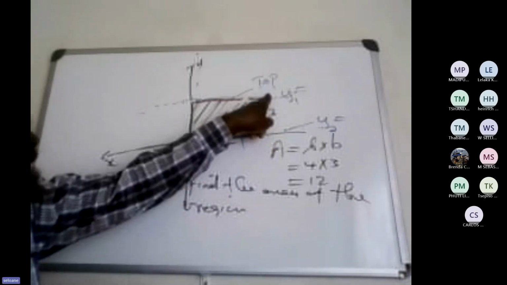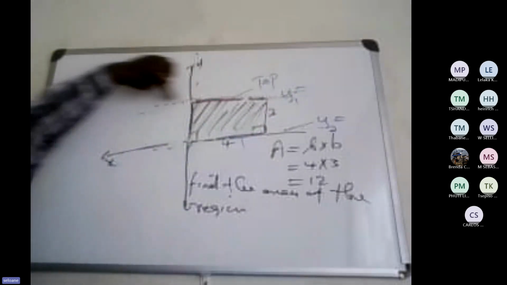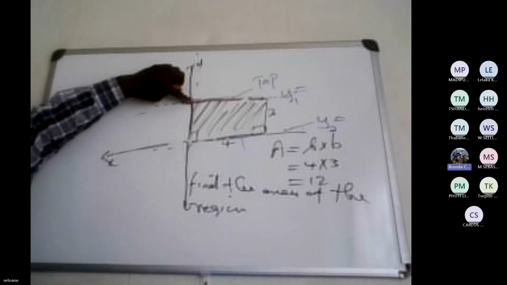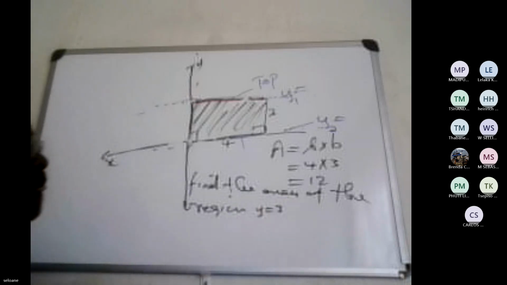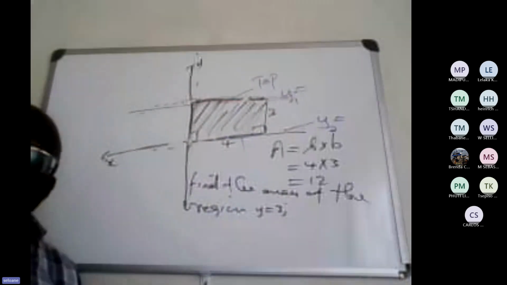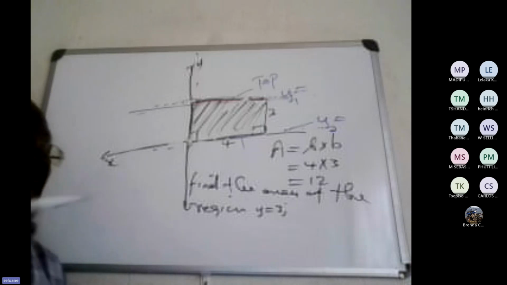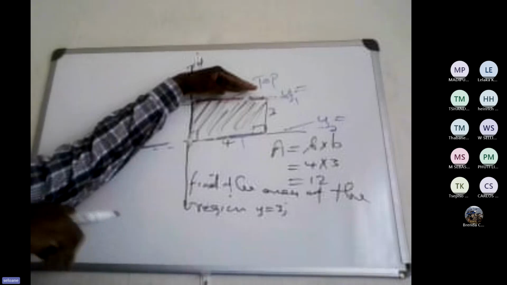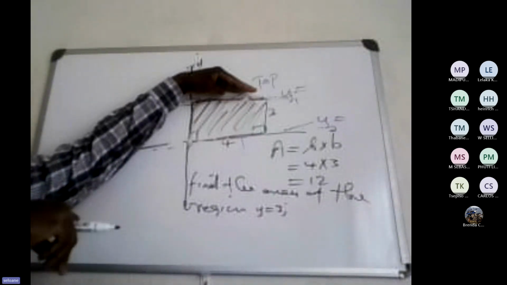If from here to here is 3, then what is the equation of this horizontal line? Oh, y is equal to 3. That is y equal to 3, one of the fences. Therefore, y equal to 3 is going to form our top function, our top boundary, like our top wall.